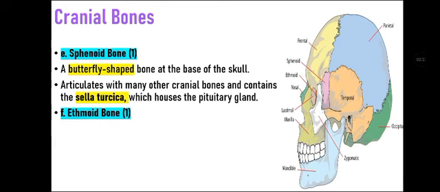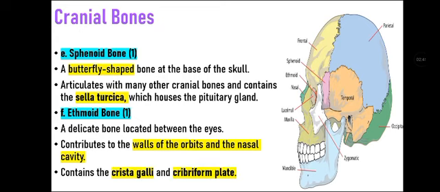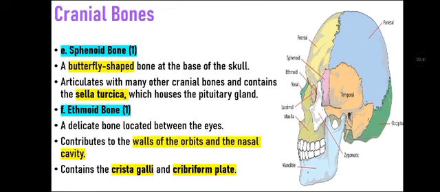Next we have the ethmoid bone, that is also an unpaired bone, and in the diagram you can see the red color bone just in front of the zygomatic bone is the ethmoid bone. It is a delicate bone located between the eyes. It contributes to the wall of the orbit and nasal cavity. It contains the crista galli and cribriform plate.